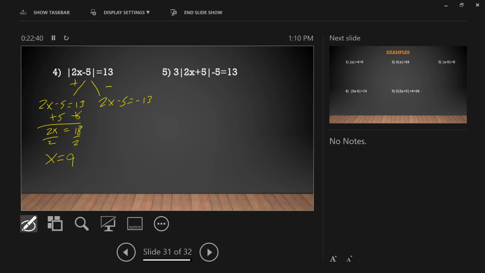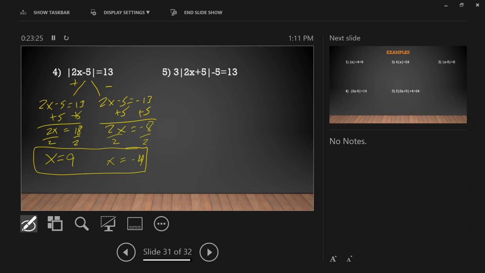All right, second answer. I have to solve the right side, the negative case. So I'm going to add a 5 to both sides. 2x equals negative 8. Divide both sides by 2. x is going to be equal to negative 4. So I have two answers there as well. So I got the absolute value all by itself on a side, then I split it, positive case, negative case, and solved both of them.